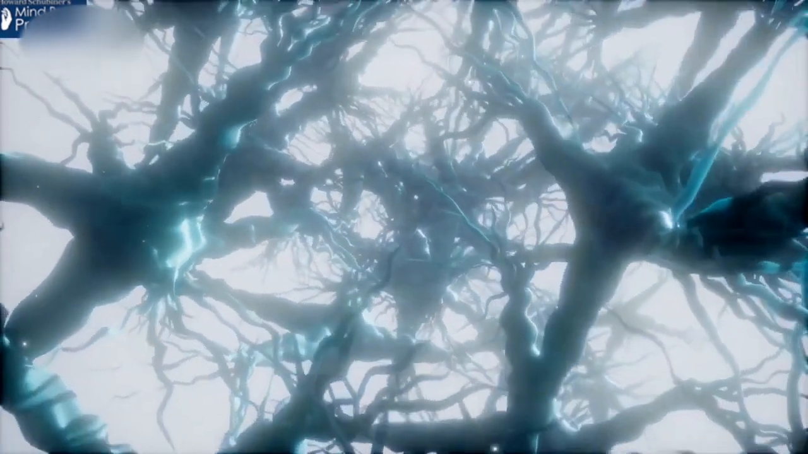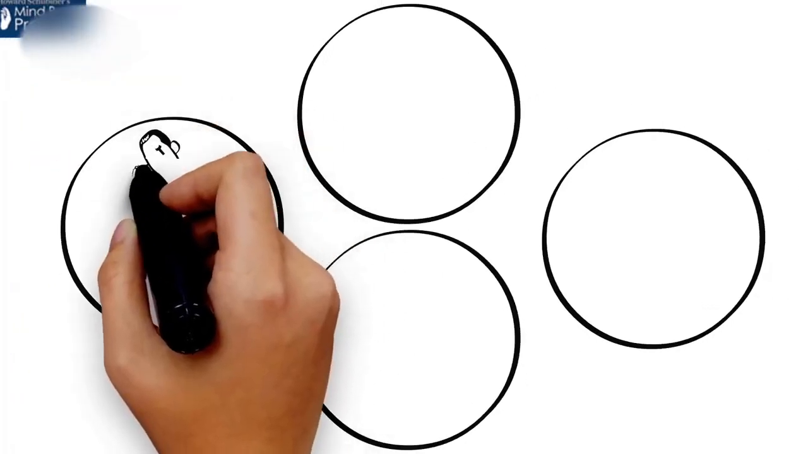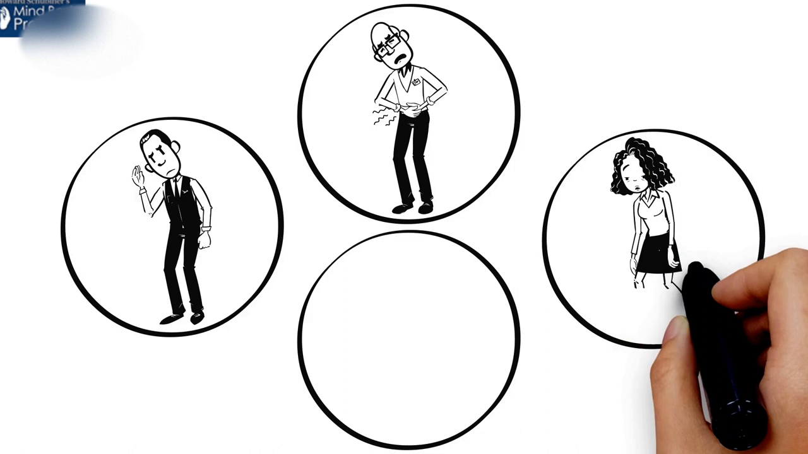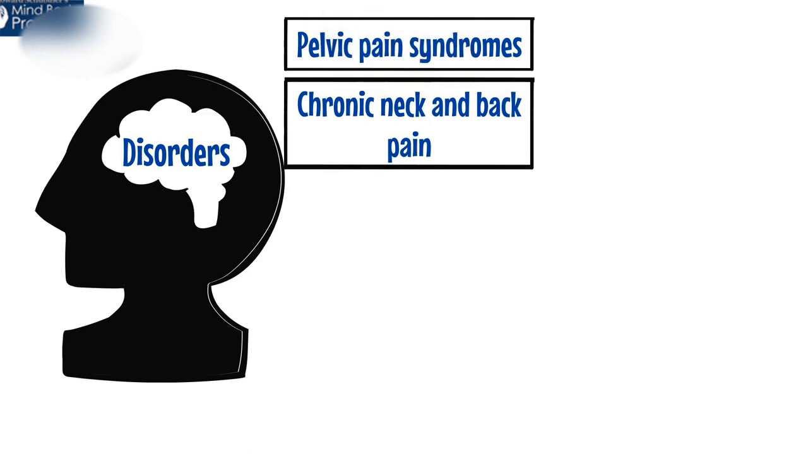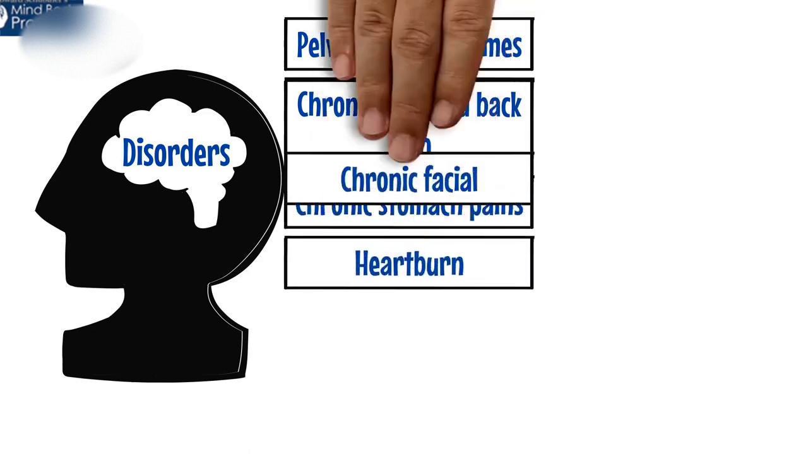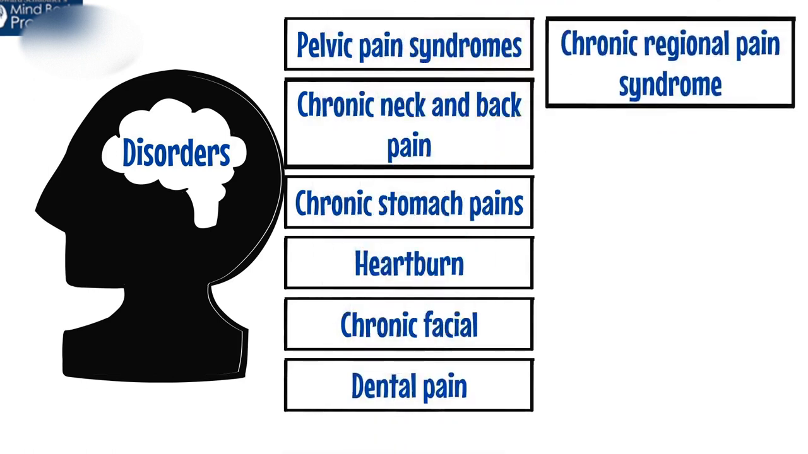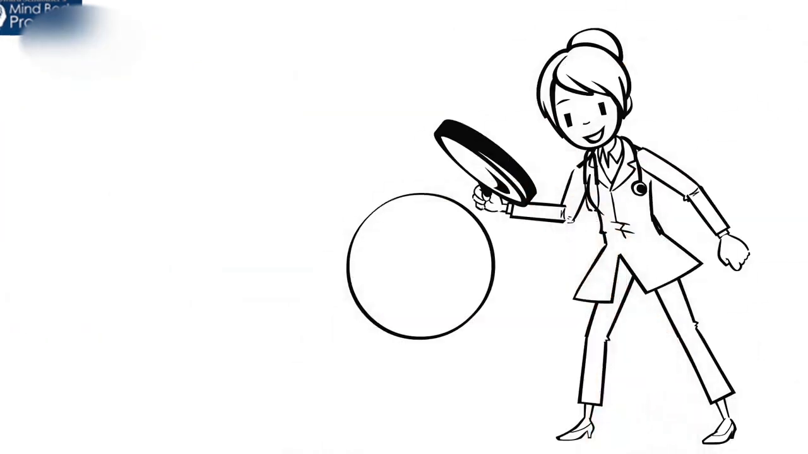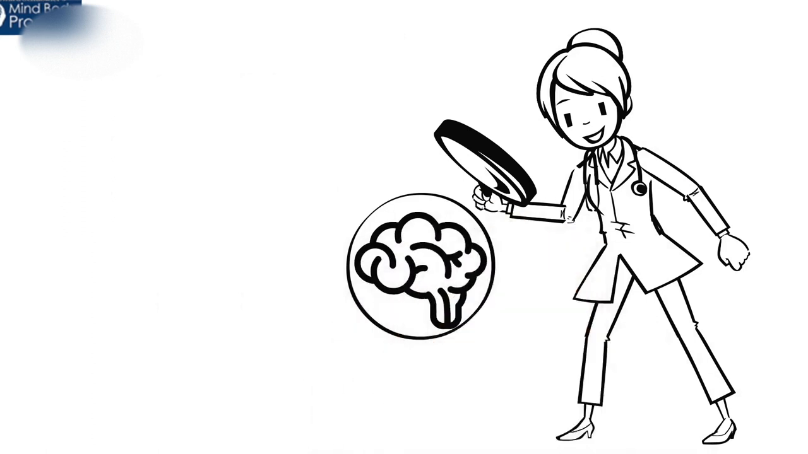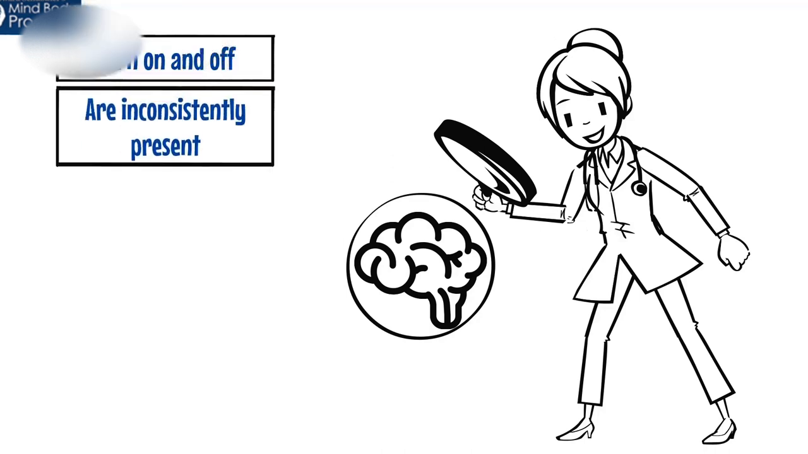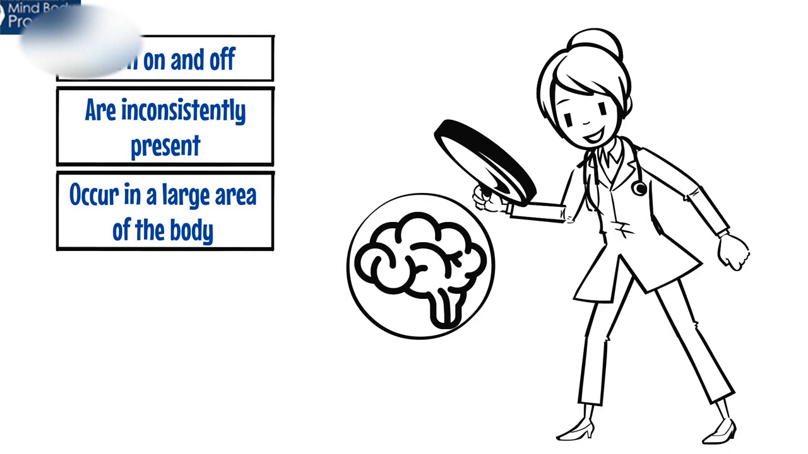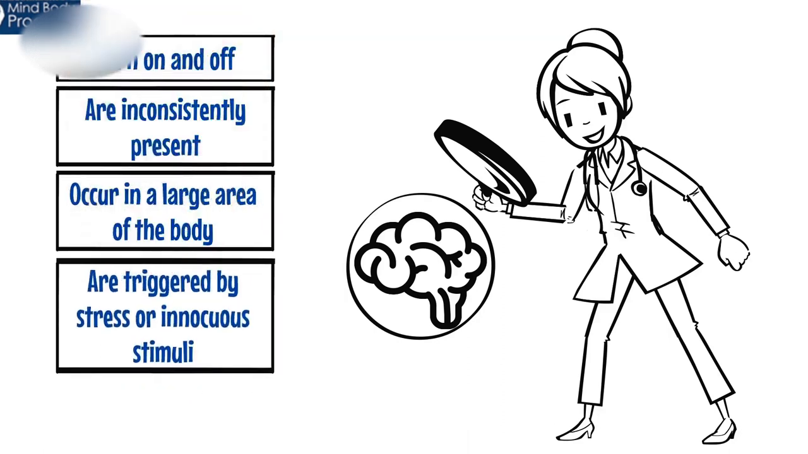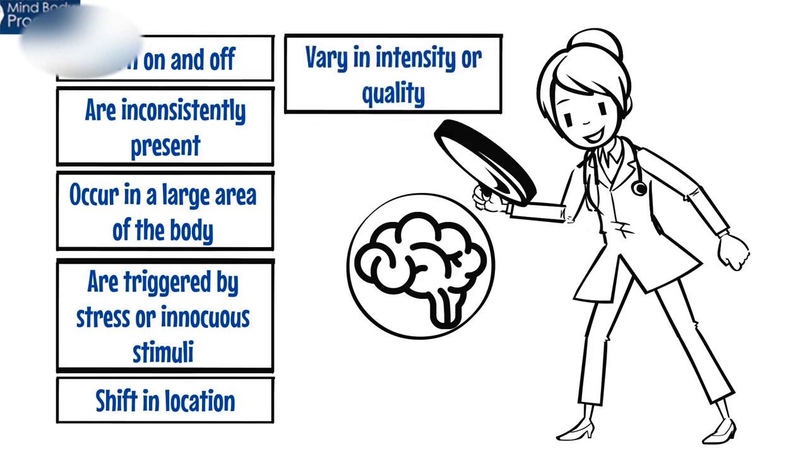There are certain disorders that are almost always neural circuit disorders, such as tension and migraine headaches, irritable bowel syndrome, fibromyalgia, and insomnia. There are many other disorders that are usually, but not always, caused by neural circuits, such as pelvic pain syndromes, chronic neck and back pain, chronic stomach pains, and heartburn, chronic facial or dental pain, chronic regional pain syndrome, dizziness, tinnitus, and painful bladder syndrome. Clues that a good detective doctor can use to confirm a neural circuit disorder are pains or symptoms that turn on and off, are inconsistently present, occur in a large area of the body, are triggered by stress or innocuous stimuli, shift in location, vary in intensity or quality.